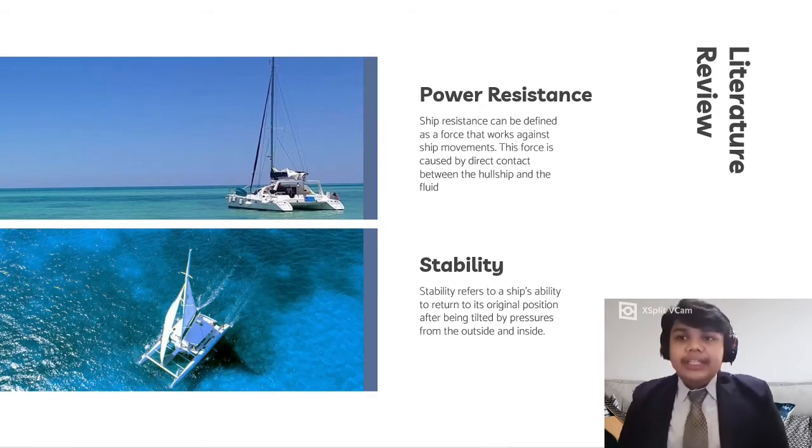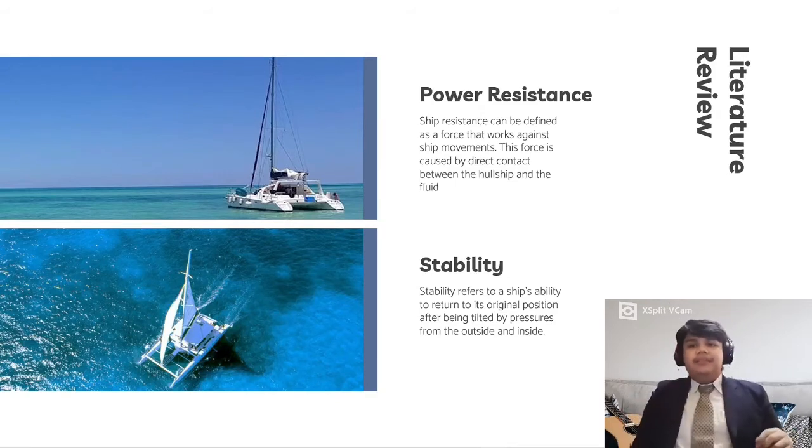The second point is the stability. Stability refers to a ship's ability to return to its original position after being tilted by pressures from outside and inside. Stability directly determines the safety of a vessel. The length of the righting arm is used to determine whether or not the ship's stability is accepted. The length of the righting arm is also called GZ.